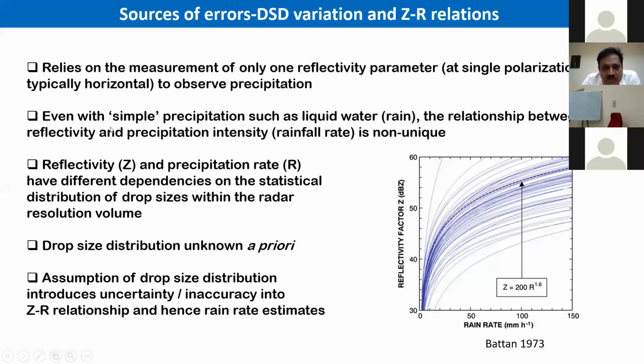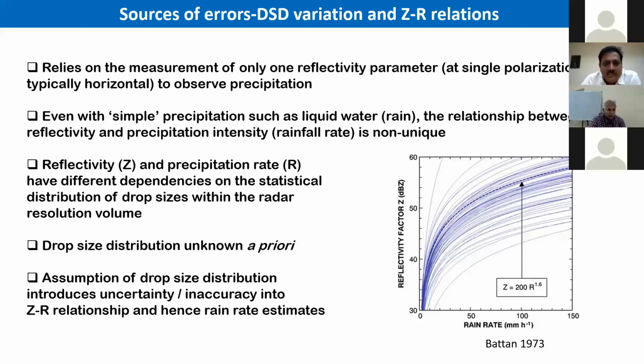It is mainly because the dependency of reflectivity and rainfall rate on the drop size is different. The reflectivity Z is proportional to D to the power of 6, whereas the rainfall rate is something like D to the power of 3.67. So the dependency is different. If the drop size changes, both these parameters vary differently. That is the problem. That is why you don't get a unique ZR relation.